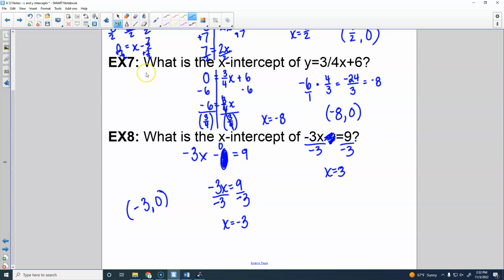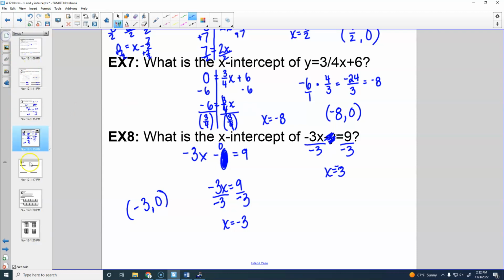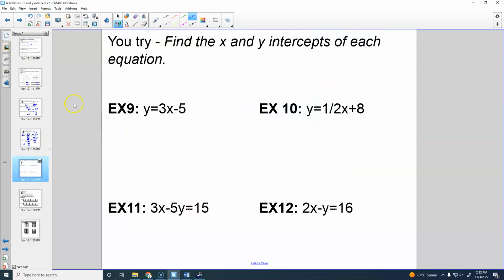Did you miswrite that x equals 0 as an x? Oh, I did. This should be negative right there. All right. Okay. So I want you guys to try these 4 on your own. Find the x and y intercepts of each one of these equations.